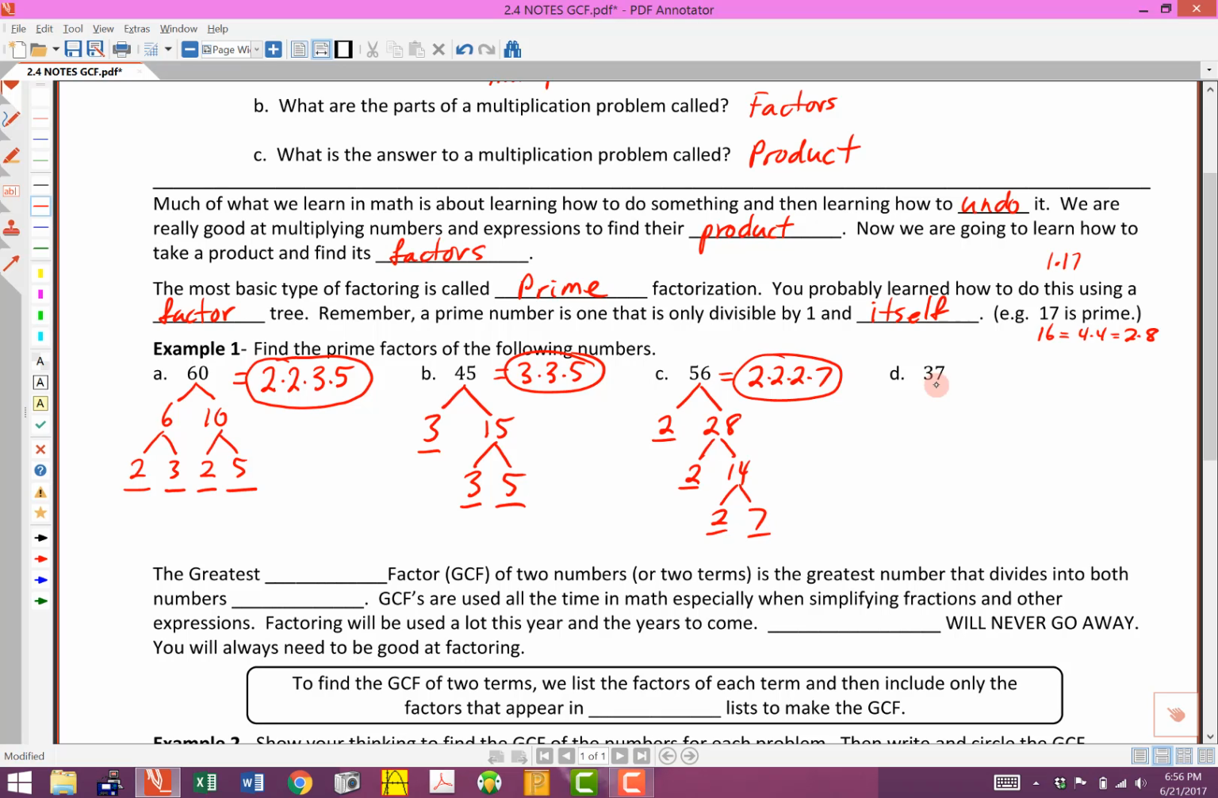Let's take a look at 37. 37 is not even, so 2 doesn't go into it. 3 doesn't go into it. 4 doesn't go into it. In fact, there's not an even number that's going to go into that.